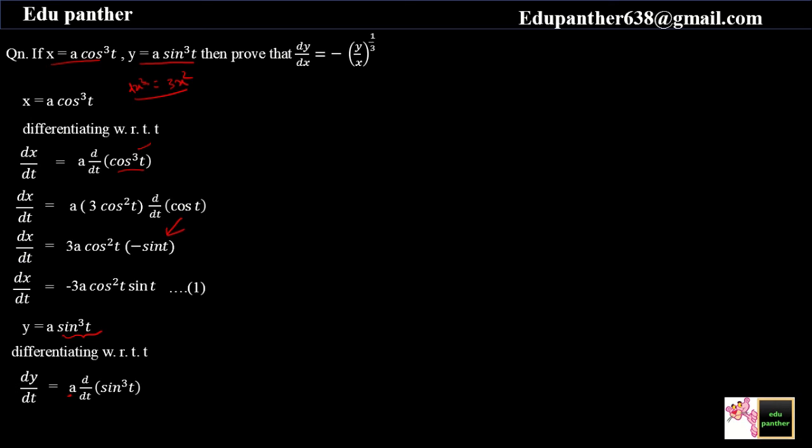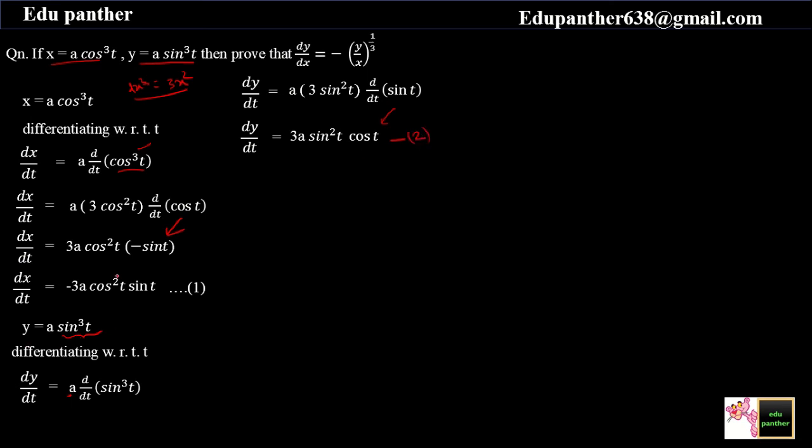So the derivative of sin cube is the same as the derivative of cos cube. First we'll differentiate the cube and then we'll multiply it with the derivative of the sin function. So dy by dt will be a times, since the derivative of x cube is 3x square, 3 sin square t multiplied by the derivative of sin t here. We are using differentiation of a composite function here. So what is the derivative of sin t? The derivative of sin t is cos t. So this is our equation number 2.